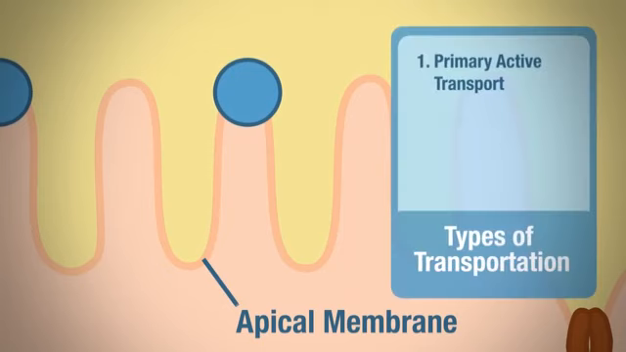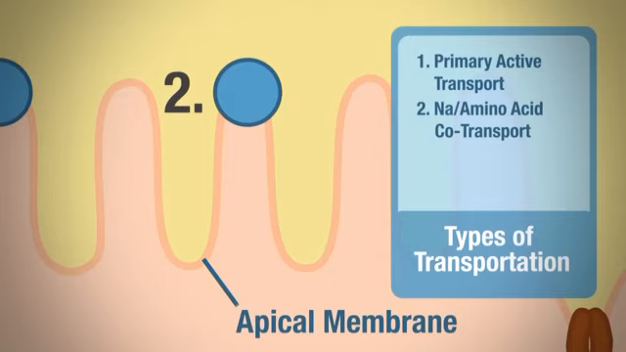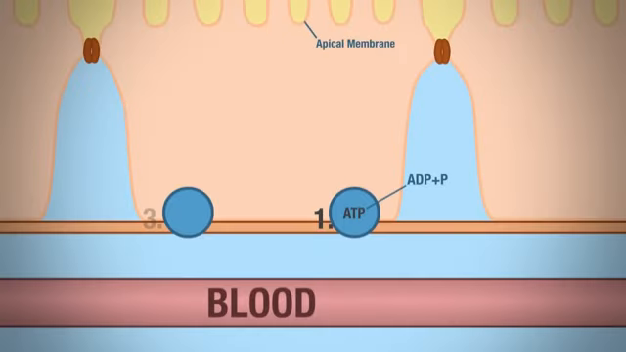So the type of transport, let's just label this number 2. The type of transport on this apical membrane is sodium amino acid co-transport, which once again is a type of secondary active transport. But we haven't gotten our amino acids into the blood yet, and that's our goal.